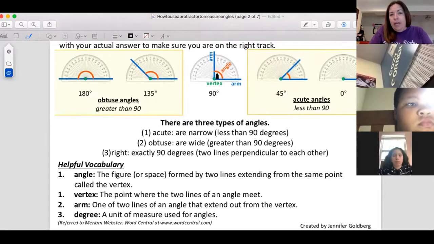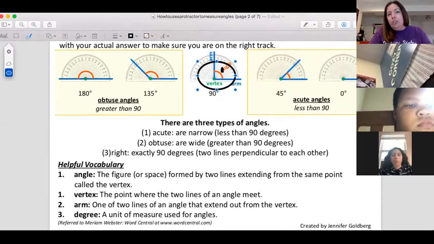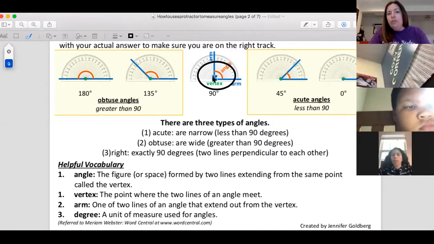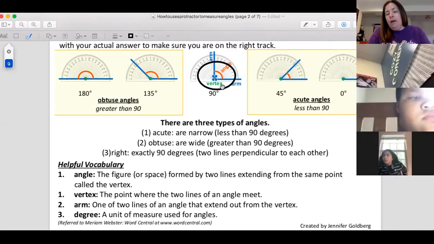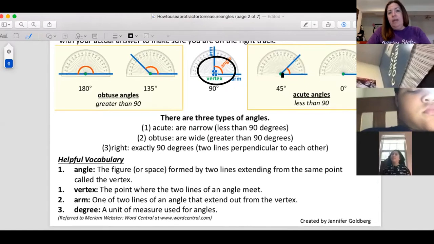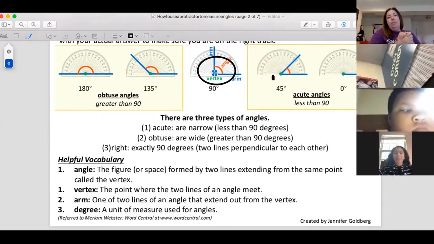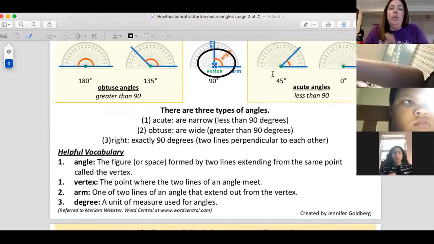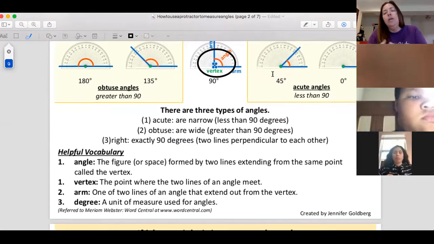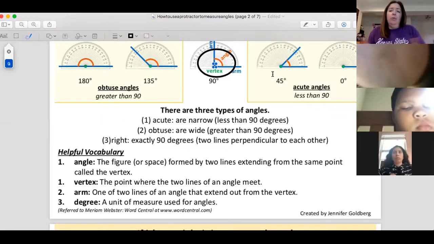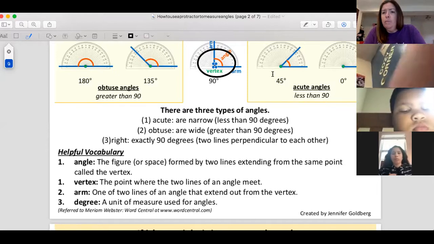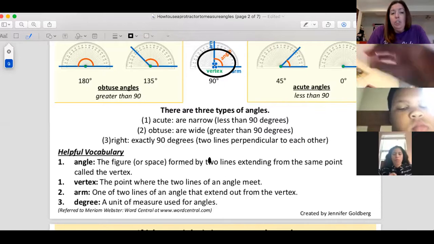So the angle, you can see on the screen here, is that space that's measured inside the two lines. And the point where the two lines meet is called the vertex, okay? That's the vertex, where the two arms of the angle meet, right? And angles are measured in degrees, okay? So you can measure someone's height in feet or inches. You can measure the length of a football field in yards. You could measure something that's very, very small in centimeters or millimeters. Angles are measured in degrees. Like your temperature.